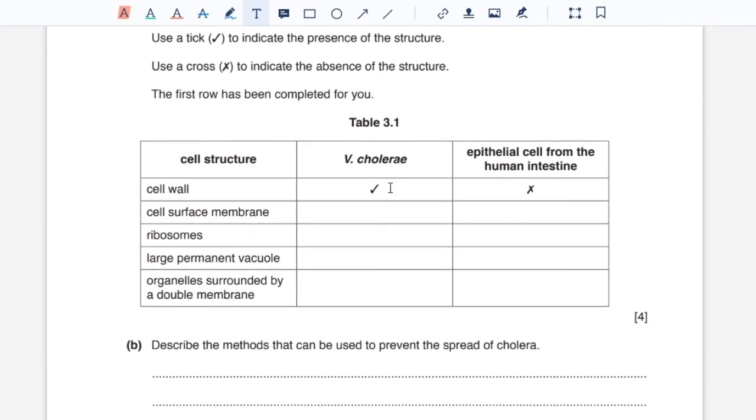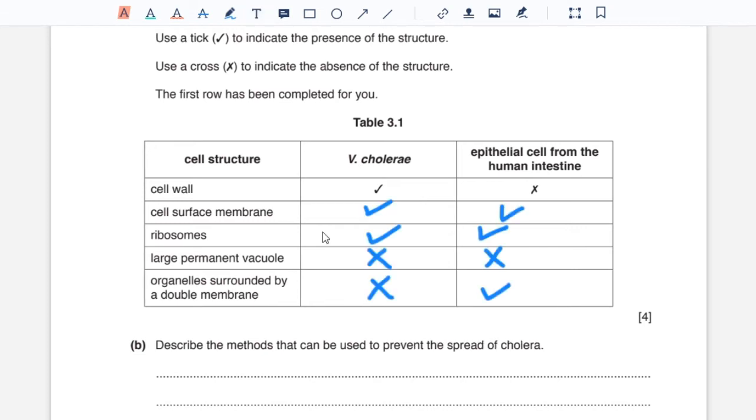So the cell wall is present in the pathogen and not in the human epithelial cell, because V. cholerae has a structure similar to that of a bacterium, and so it would have all the features of that. Both of them would have a cell surface membrane and ribosomes as well, and a large permanent vacuole is only present in a plant cell, and so it would be absent from both of them. And organelles surrounded by a double membrane are present in an animal cell and not in that of the pathogen. The pathogen would have 70S ribosomes and the epithelial cell would have 80S ribosomes.